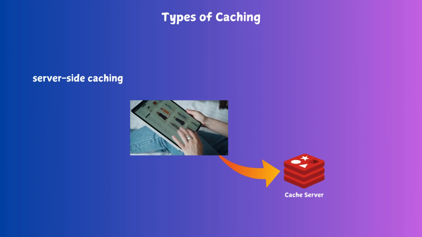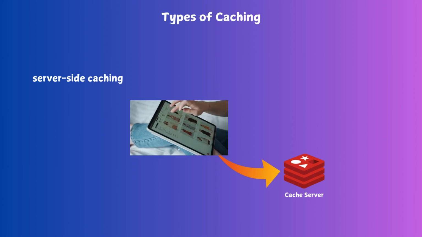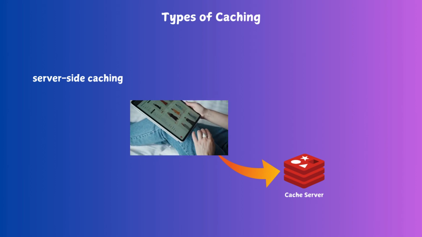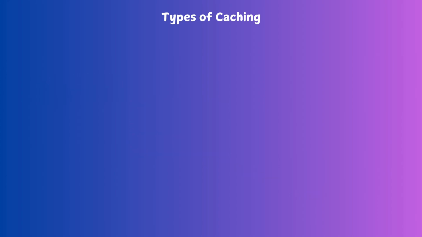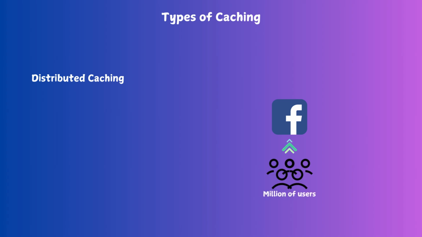This not only reduces the load on their databases, but also provides a smoother experience for users as pages load quickly. Now that we've explored client-side and server-side caching, let's dive into distributed caching, a powerful approach used in large-scale systems. Imagine a global social media platform like Facebook or Instagram, with millions of users online at the same time, across different regions of the world. With such high traffic, a single server or cache isn't enough to handle all the requests efficiently. This is where distributed caching comes in.